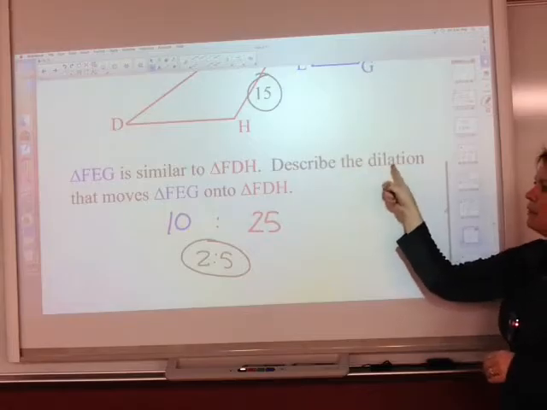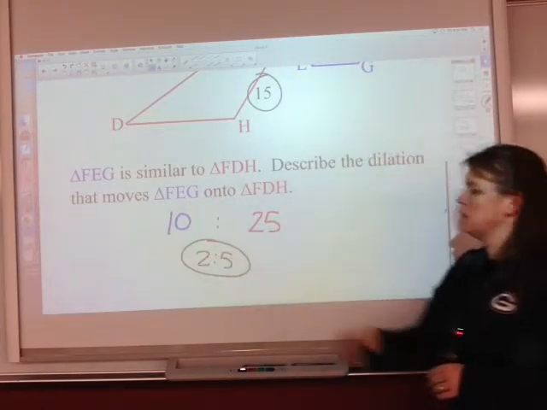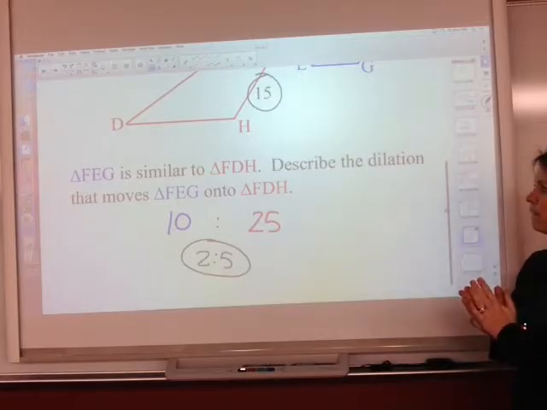If they asked you to describe the dilation in the reverse order, triangle FDH onto triangle FEG, you would reverse it, 5 to 2, that it's shrinking.